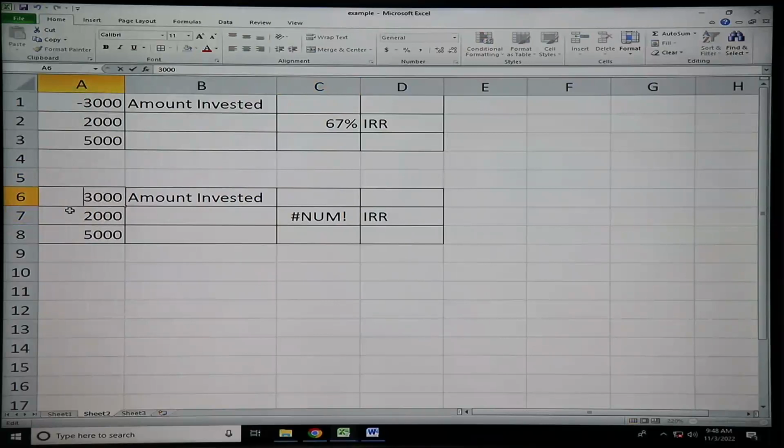Where you put the amount invested there as negative, and when you do that, it will automatically give you the internal rate of return as this percent.